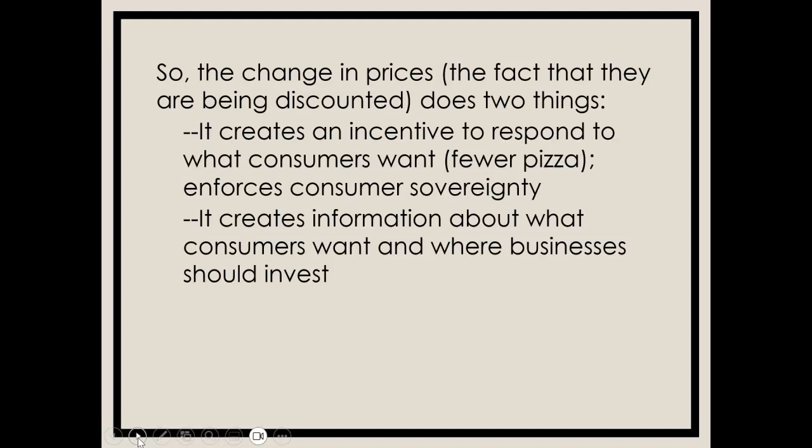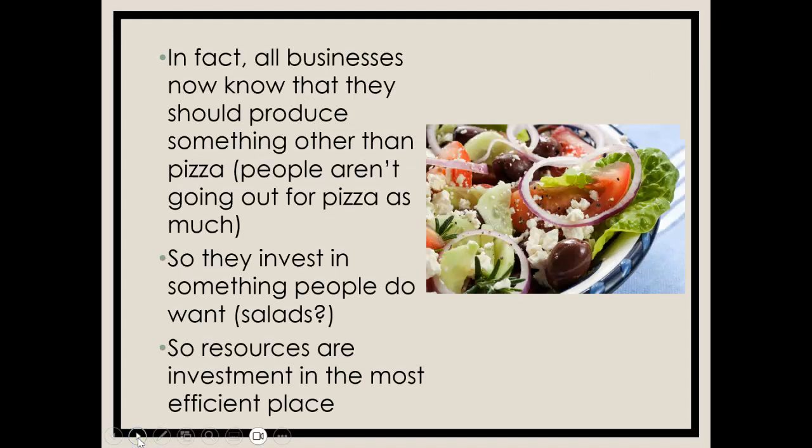The change in prices also provides information to firms about what consumers want and where businesses should invest. All businesses now know that they should produce something other than pizza, or at least something in addition to pizza, because people don't want as much pizza as they used to. So they should invest in producing something else, like maybe adding salads to their menu. Notice that the change in prices gives information to firms about what they should be selling, so they allocate their resources in the most efficient way. This is that invisible hand that we talked about in the first week.